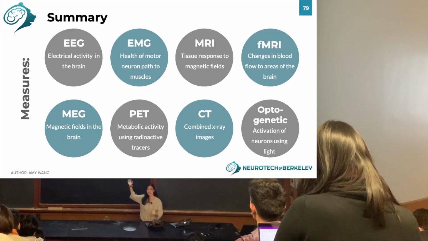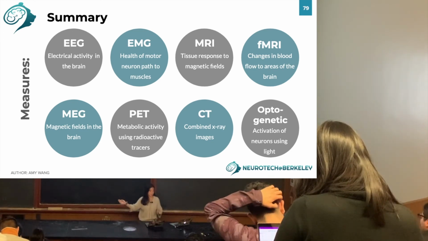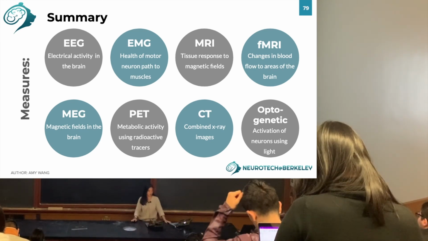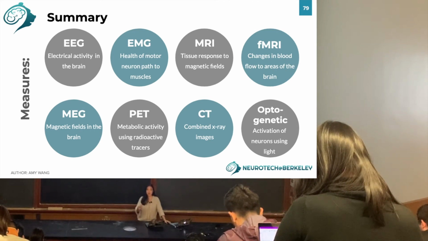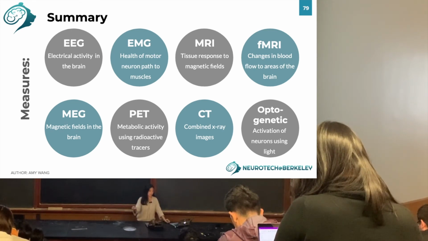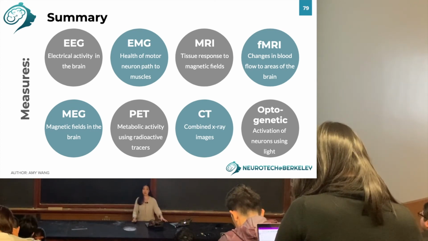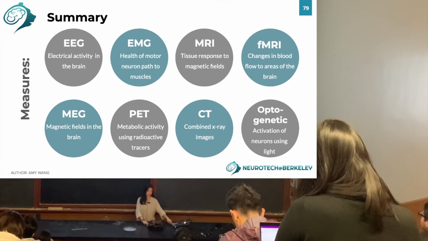All right, so this is a summary overall of the brain imaging techniques. We went through around 8 of them. It's kind of hard to keep track because they all do slightly different things and it's really nuanced, but EEG in general, just remember it's electrical activity compared to MEG, which is magnetic fields in the brain. EMG was the motor neurons to muscles path, and then MRI, fMRI, so MRI is tissue response to magnetic fields. This is the anatomical image, and then fMRI is functional. And then PET scans is metabolic activity, CT is X-ray, and then optogenetics is activating neurons using light.